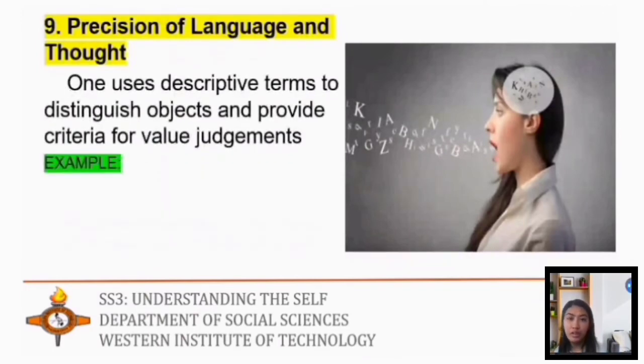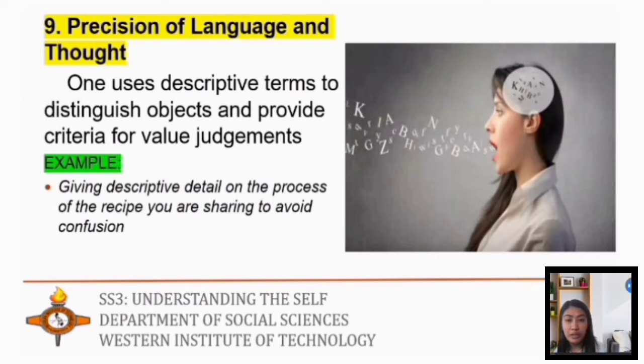Number 9, precision of language and thought. One uses descriptive terms to distinguish objects and provide criteria for value judgments. So we need to be clear and precise in what we say to other people for us to avoid misunderstanding. An example of this is giving descriptive detail on the process of the recipe you are sharing to avoid confusion. So we need to be specific and detailed, or direct to the point, so that we don't go around in circles in conversations and avoid confusion.